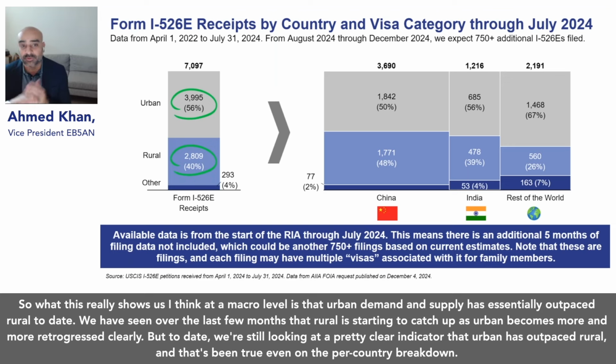So, what this really shows us, I think, at a macro level, is that urban demand and supply has essentially outpaced rural to date. We have seen over the last few months that rural is starting to catch up as urban becomes more and more retrogressed, clearly. But to date, we're still looking at a pretty clear indicator that urban has outpaced rural. And that's been true even on the per country breakdown.